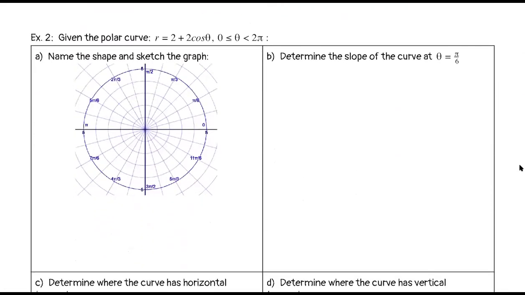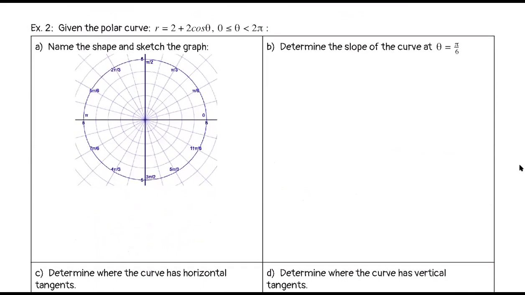So let's try example number 2, okay? I'm going to give you a couple minutes to look back at your notes from 13.3, identify the shape, and sketch a graph of r equals 2 plus 2 cosine theta. Okay.